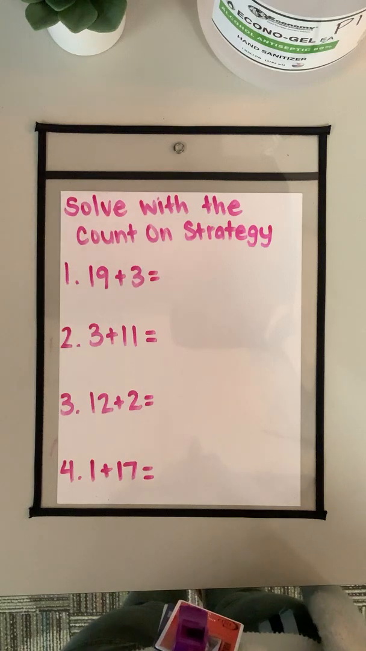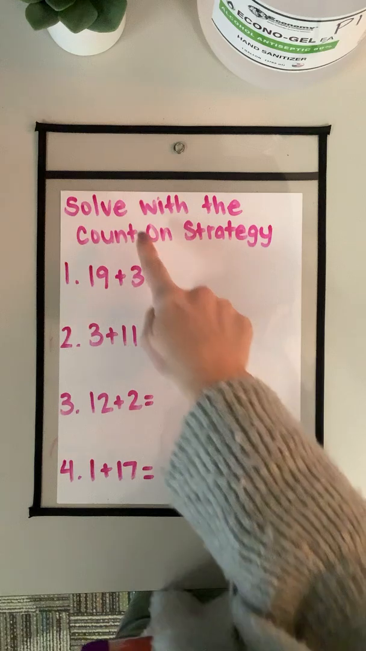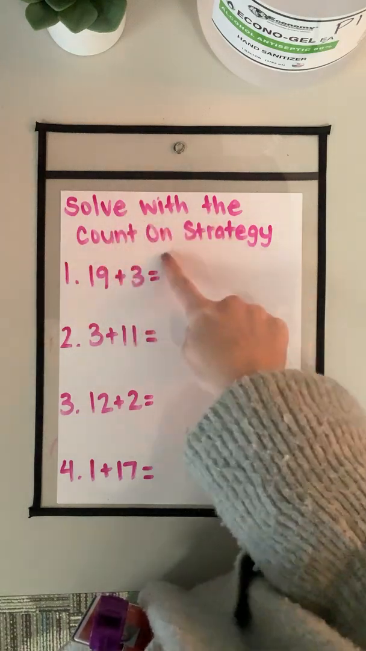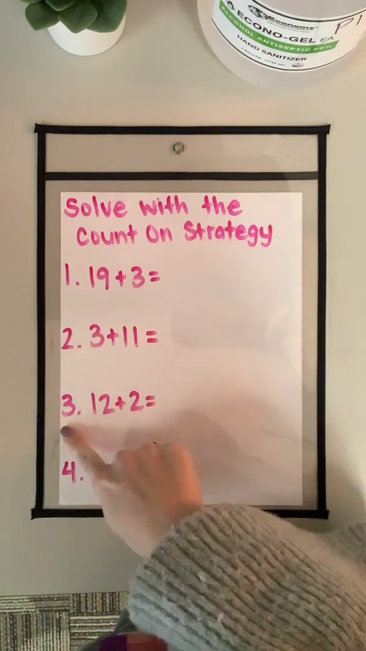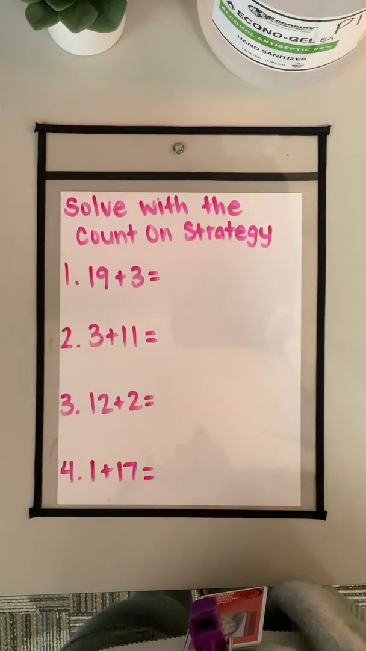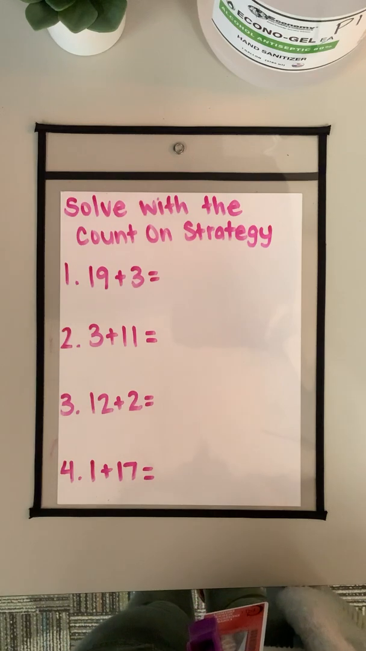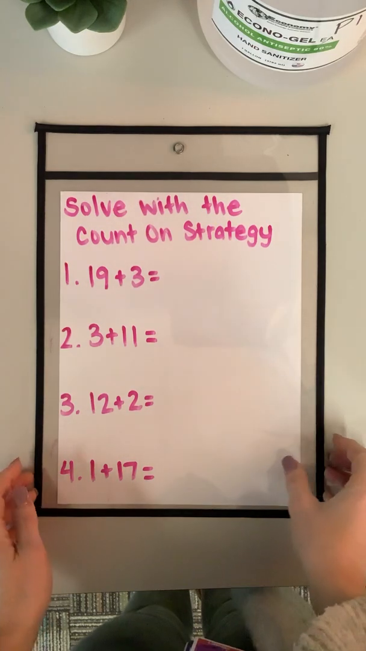Okay, now that you have your materials, your job is to make your paper look just like mine. Right at the top, solve with the count on strategy. And then you're going to write 1, 2, 3, 4 problems down on your paper. Once your paper looks like mine, I want you to wait to solve them because there's something else I need you to do for me.